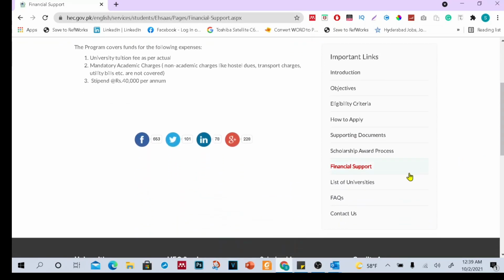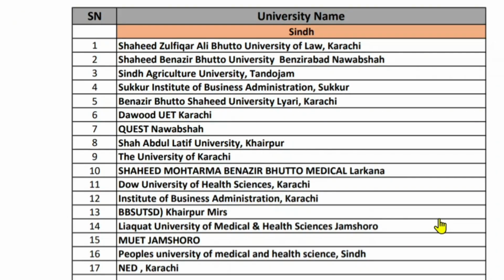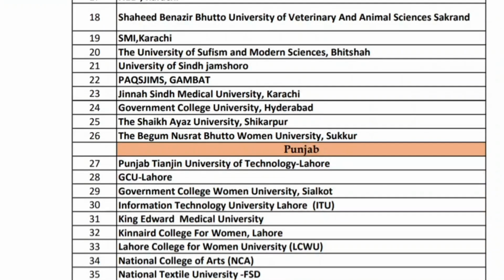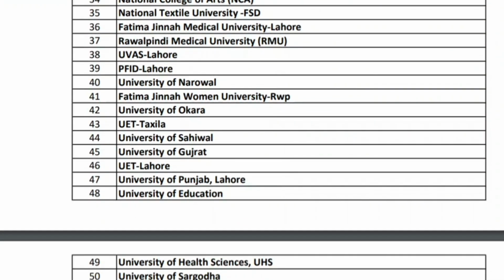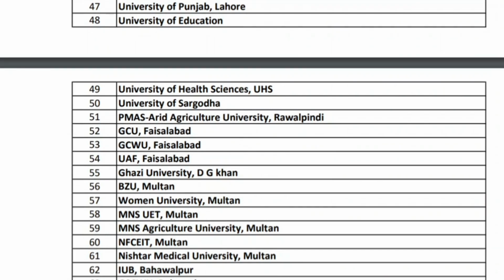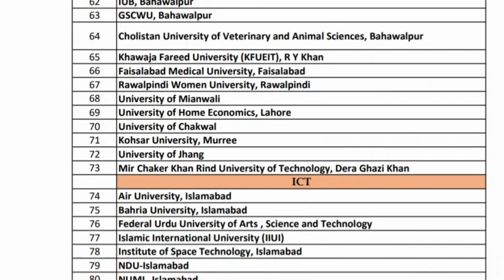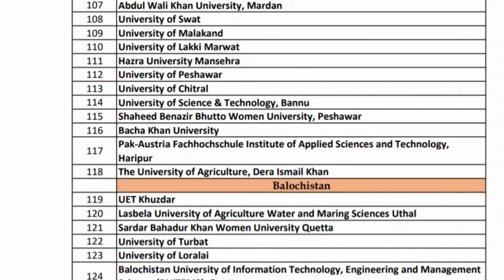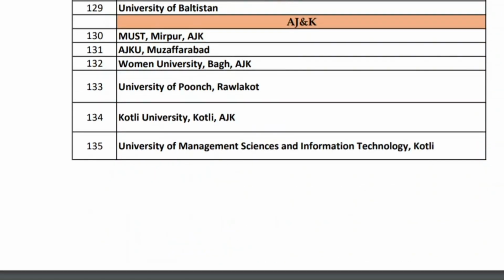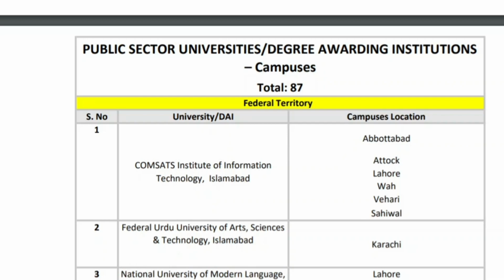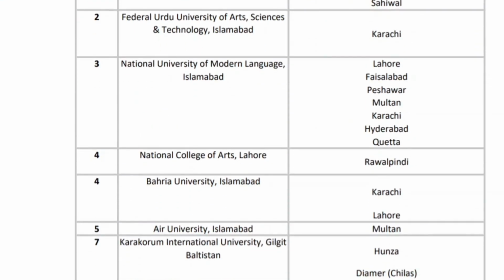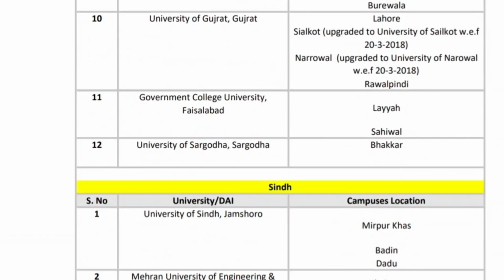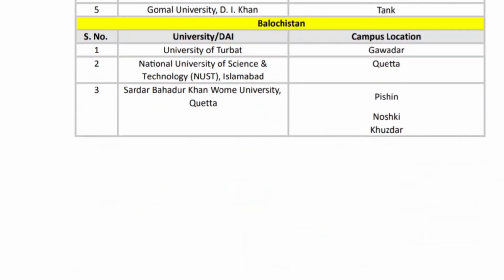So now the list of universities. Let's see the list of universities. If you got admission in one of these universities, then you are eligible for this scholarship. For each province, university names are mentioned. So this is for the Sindh province. Then Punjab, you have to look at the universities and see whether you are selected in one of these universities or not. Then ICT, KPK, Balochistan, Gilgit-Baltistan, AJK, and there are different campuses of different universities. You can also look at those universities or university campuses actually.